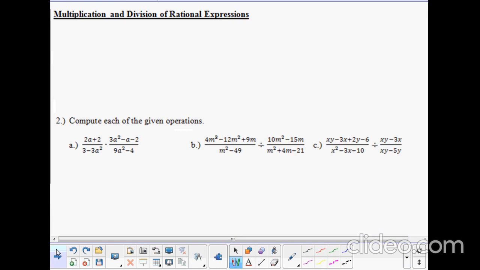Let's take a look at another process, multiplication and division. Multiplication and division you guys should be fairly familiar with. So if we have, let's bring this back to real numbers.